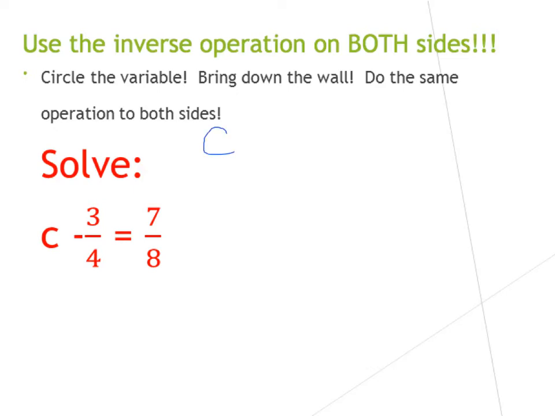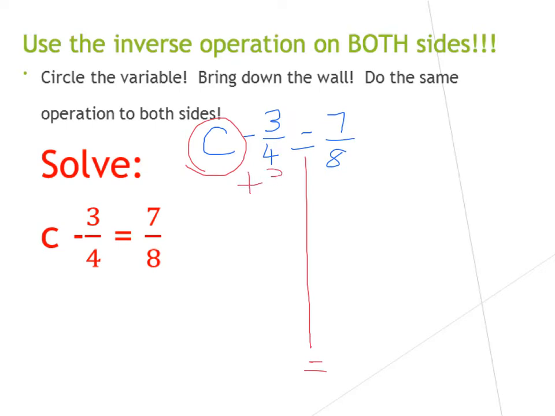as c minus 3/4 equals 7/8. And again, I'm going to circle my variable. Go ahead and bring down my wall with my equal sign. And remember that I'm going to look and notice that there is a subtraction sign right next to the variable. So I know I'm going to always do the inverse of that. So the first thing I'm going to do is I need to add, because the inverse of subtract is to add. So I'm going to add 3/4 to both sides.